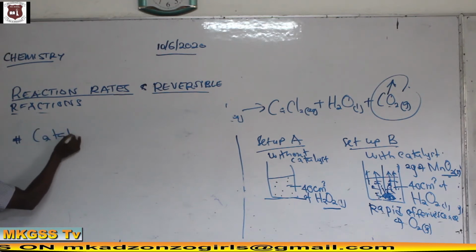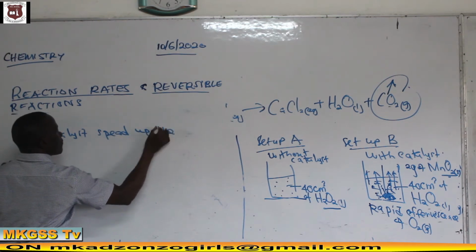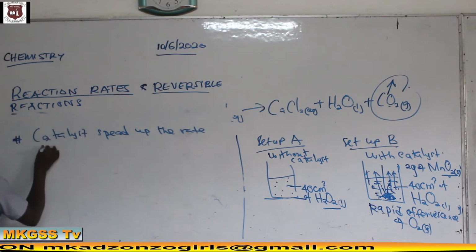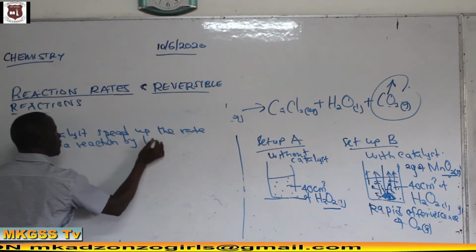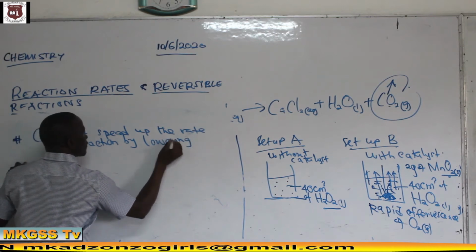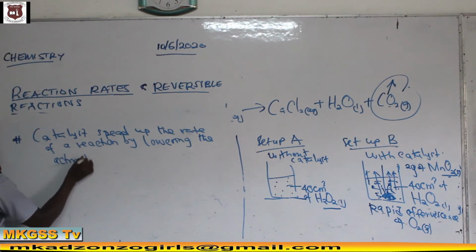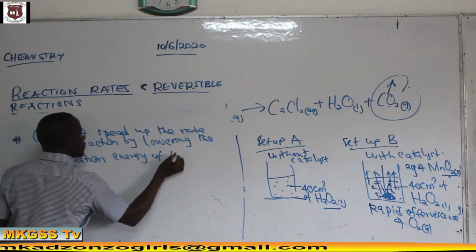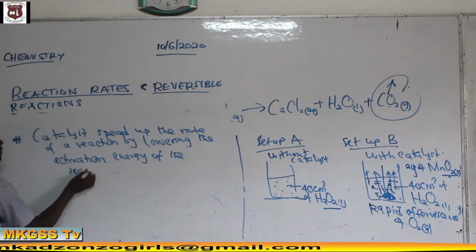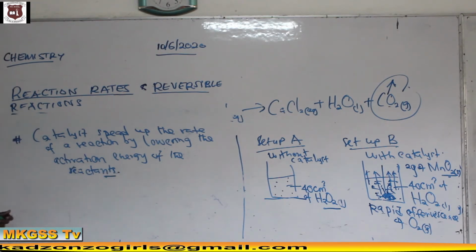Catalysts speed up the rate of a reaction by lowering the activation energy of the reactants. So that is the reason you can give.